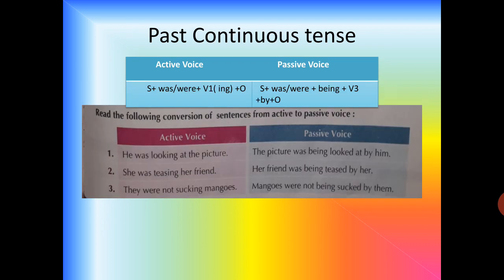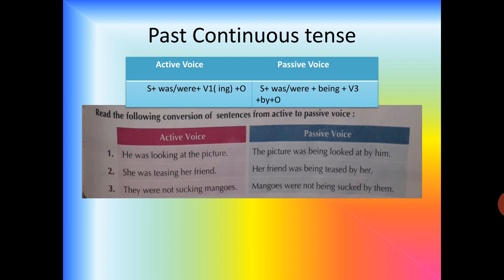Clear? Now let's see the next one, past continuous tense. So in past continuous tense, what is the structure? Subject plus was, were plus ing form of the verb and then the object. Like he was looking at the picture, I was running, she was teasing her friend and so on.